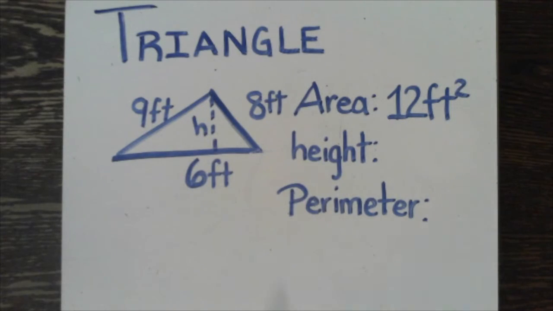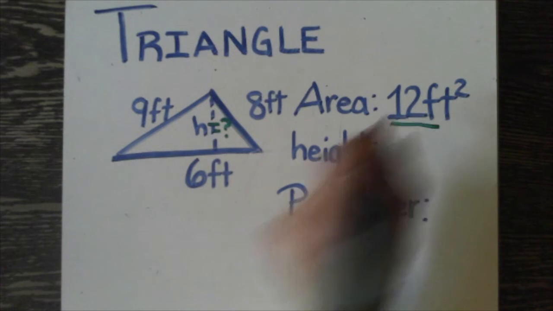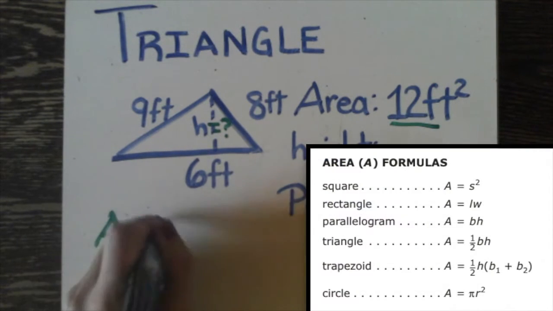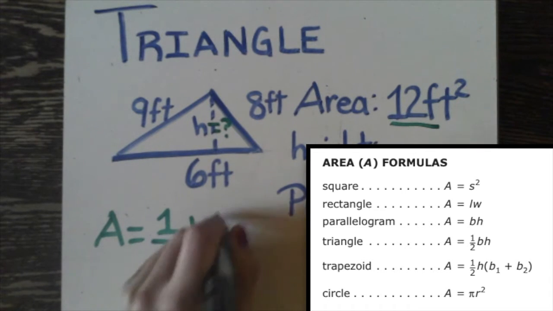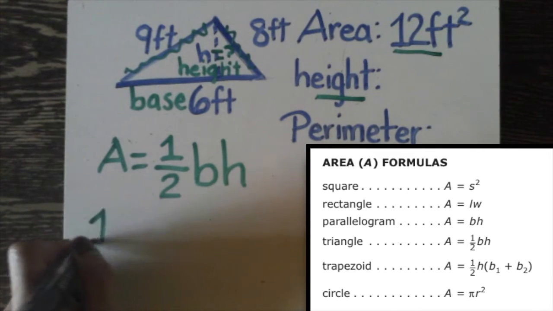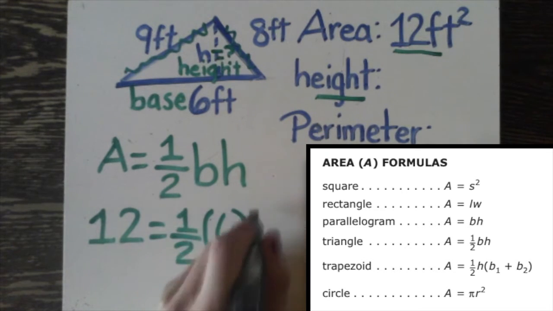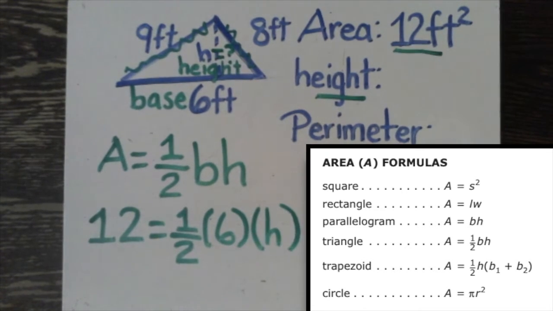In this example, we are given all 3 sides of a triangle, but we are not given the height, which has to be at a 90-degree angle with the ground. However, with the information that the area is 12 square feet, I am able to look at my reference sheet, copy the formula, and replace A in area with 12. I'm also going to replace B, my base, with 6. And I am ready to begin solving.